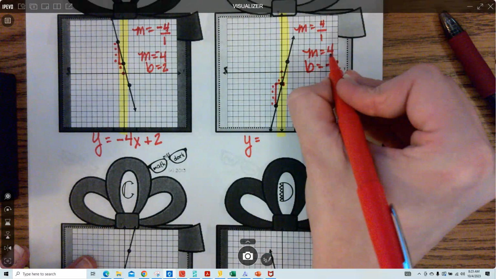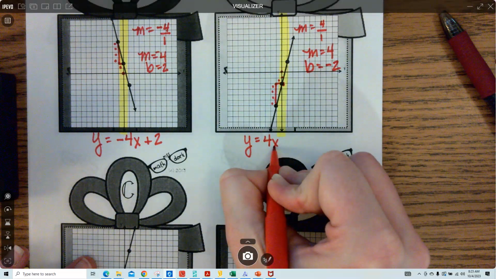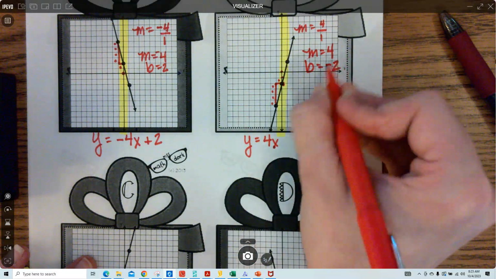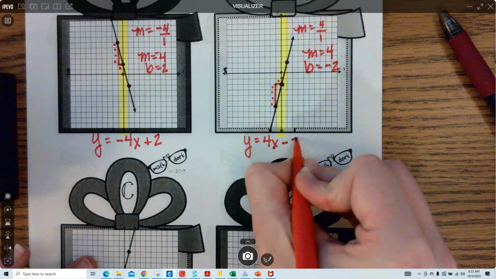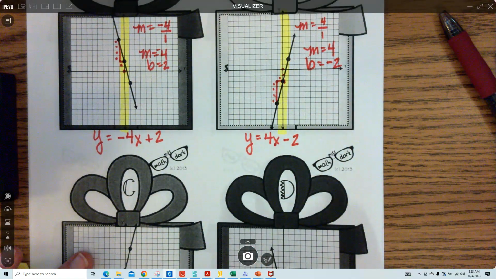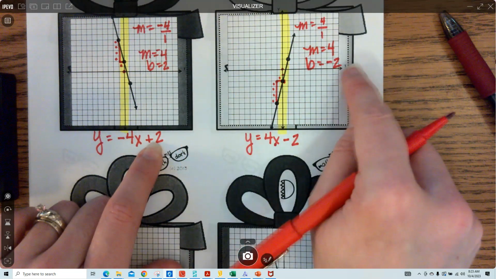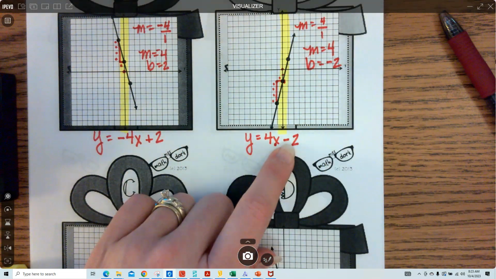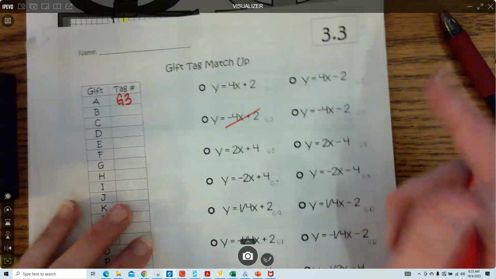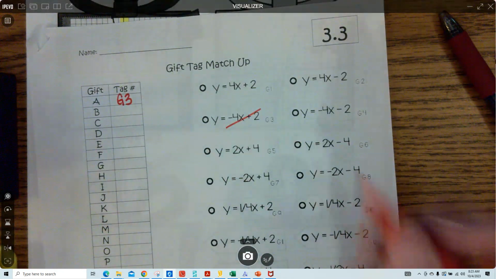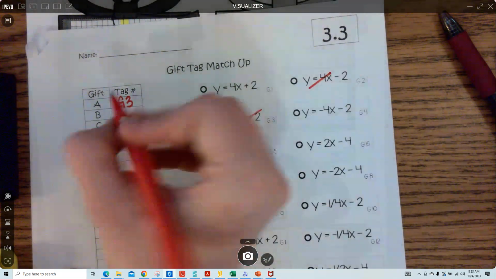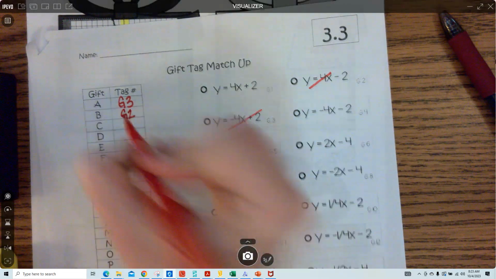So y equals, slope comes first, then the y-intercept. Since it's -2, I write -2. So if it's positive, plus the number. If it's negative, minus the number. So 4x minus 2 is G2. Going to write G2 there.